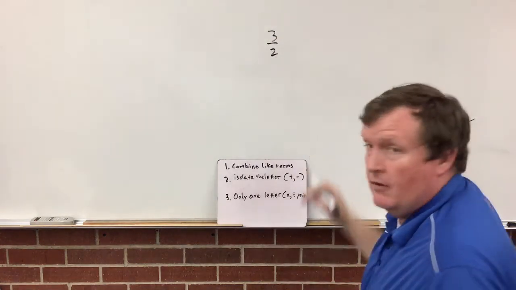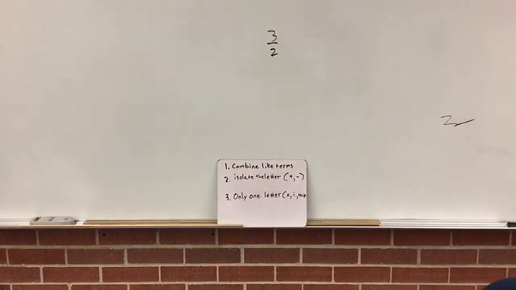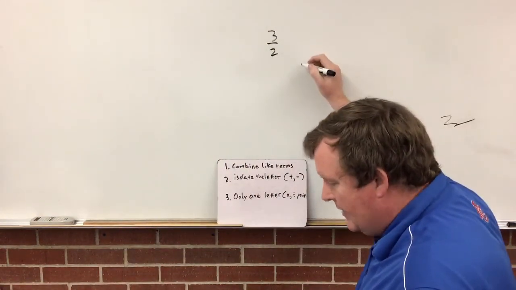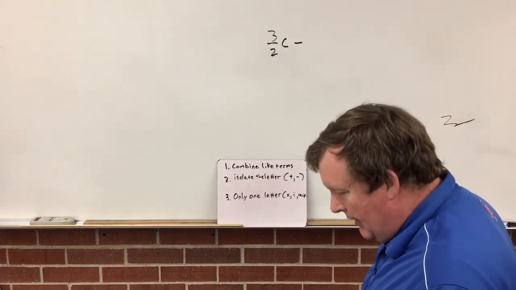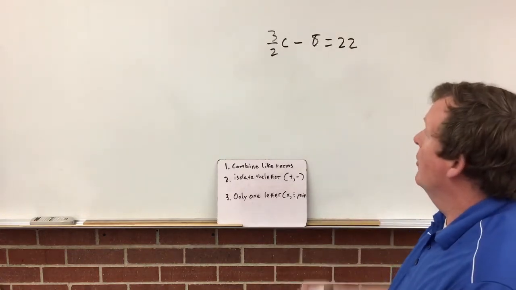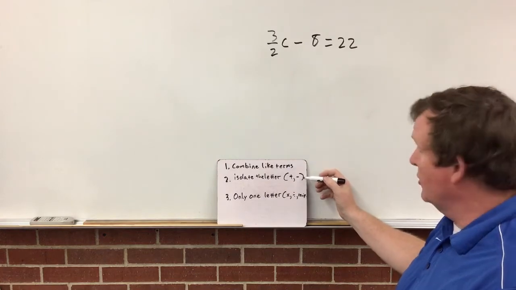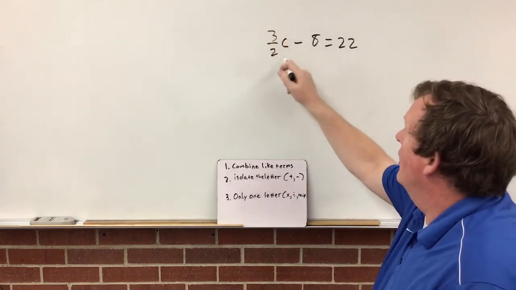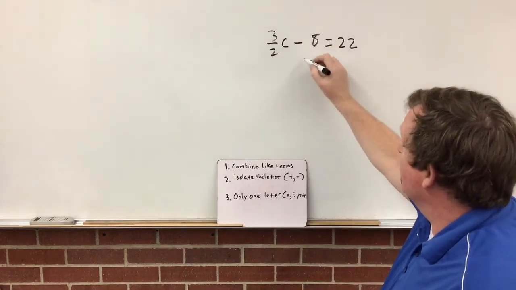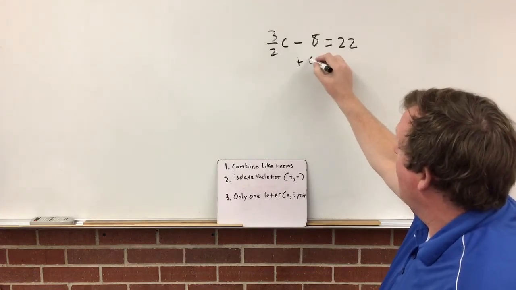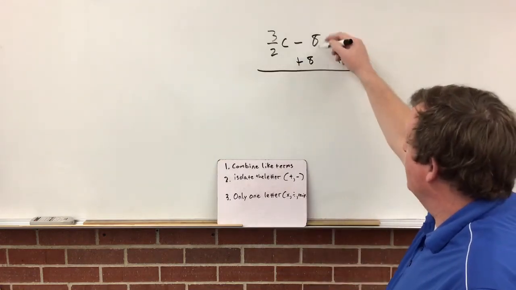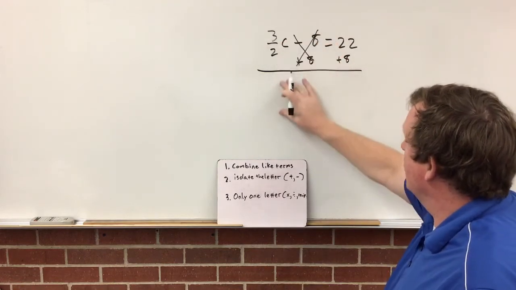So we have 3.3 over 2, connected to a variable, c minus 8 equals 22. Okay, so here's what we do. We need to isolate the letter first, which means we're going to add or subtract away what's on the side where the letter is. The minus 8 is on this side. I have to do the opposite operation. Add 8 to both sides. Okay, that's step 1. When I do that, these 2 cancel out, and this comes down.